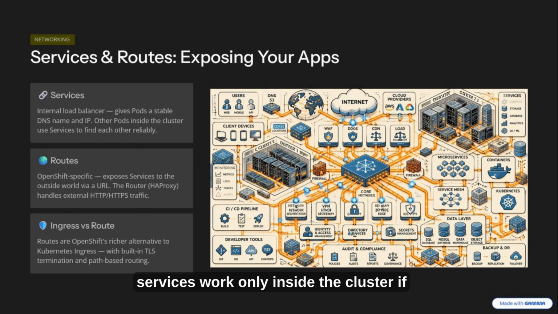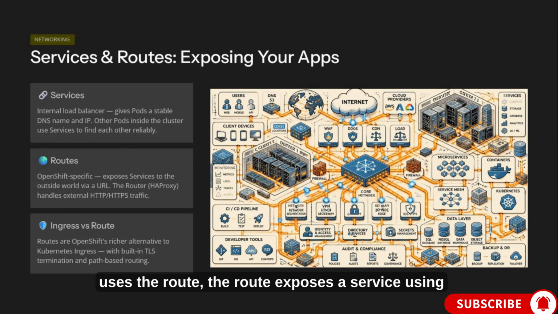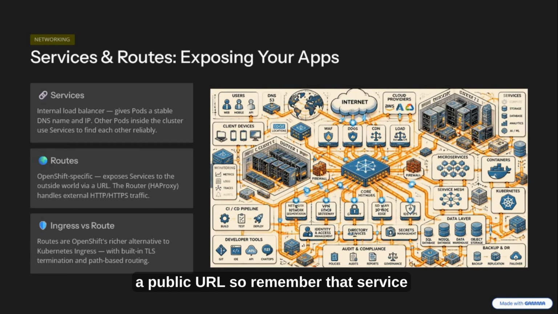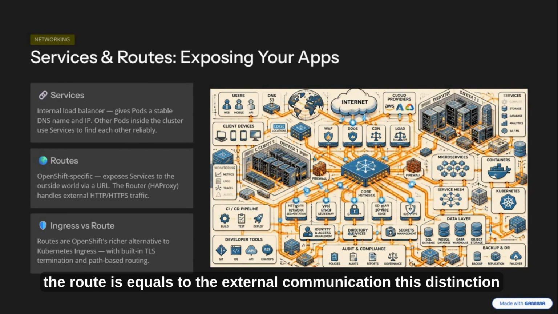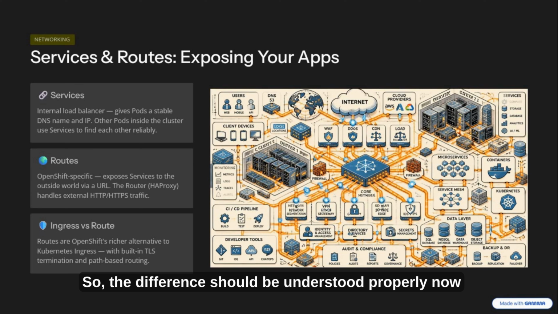Now, services work only inside the cluster. If users on the internet need to access your application, OpenShift uses the route. The route exposes a service using a public URL. So remember that service equals internal communication and route equals external communication. This distinction is important and appears frequently in OpenShift interviews, so the difference should be understood properly.